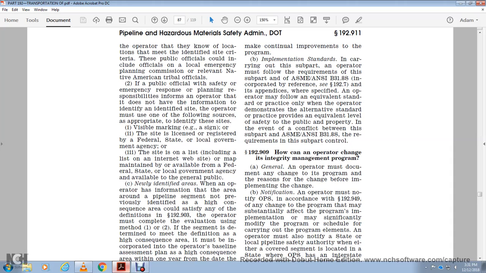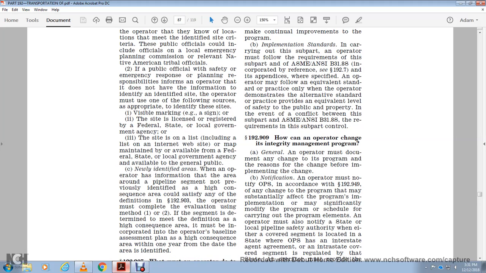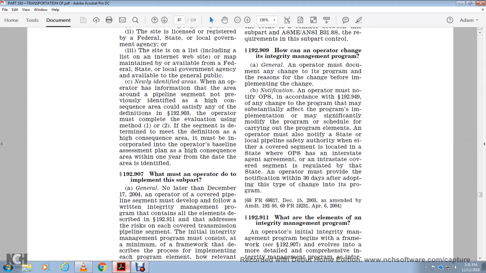192.903, the operator must complete the evaluation using method 1 and 2 of the segment to determine whether it meets the definition for a high consequence area. It must be incorporated into the operator's baseline assessment plan for the high consequence area within one year of the day the area is determined.